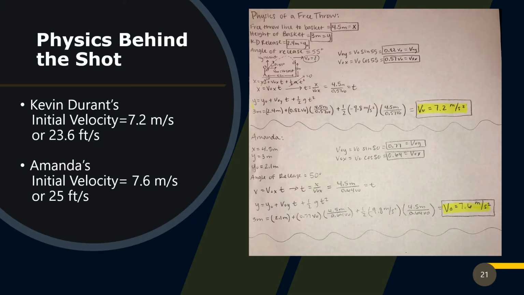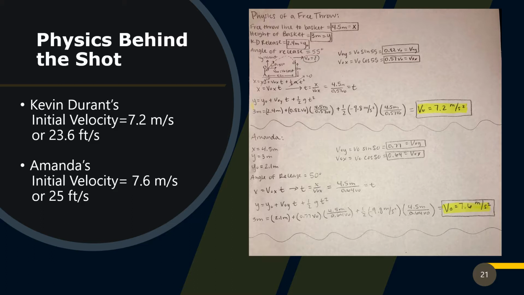So for the physics behind the shot, we wanted to look at initial velocity, and so we had to plug in a couple different components in order to get this initial velocity. One thing we had to look at was how far the free throw line was from the basket, which is about 15 feet. Then we had to factor in the height of the basket, which is 10 feet. We also had to factor in for each of them their release height. For KD, that was 2.4 meters, which is about 8 feet.